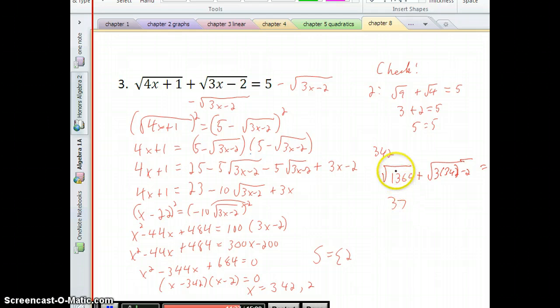Well, again, I already know that my first square root is 37. I'm going to add some positive value to it, and there's just no way that that can equal 5. So that tells us that 342 is extraneous.